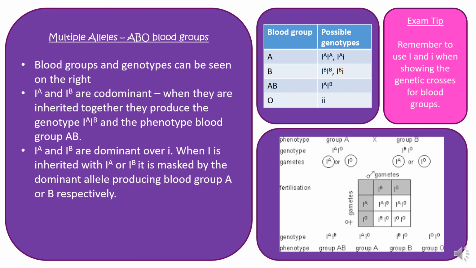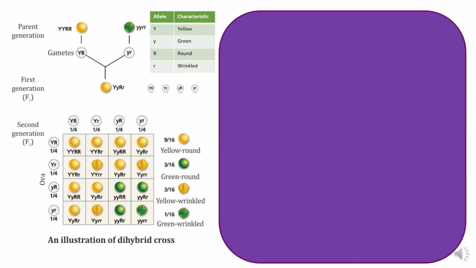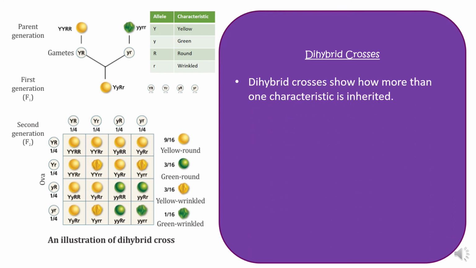I think that's it. Oh, it's not it. This is dihybrid crosses. So this is the inheritance of two different traits at the same time. So you can see here that we've got Y's and R's. So Y stands for yellow peas, small y is green peas, big R is round peas, and small r is wrinkled peas. So it shows how more than one characteristic is inherited.